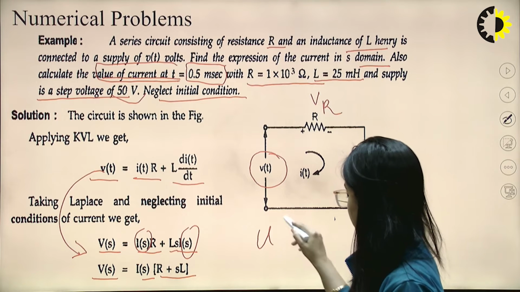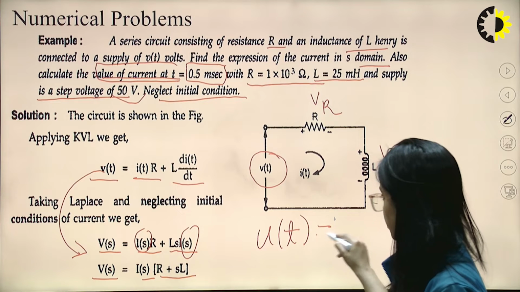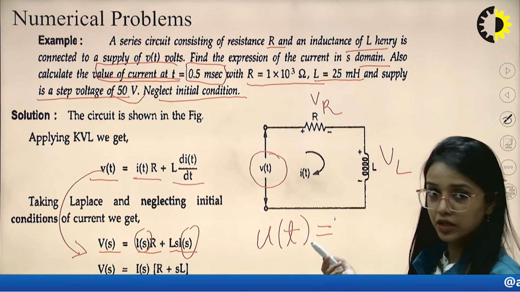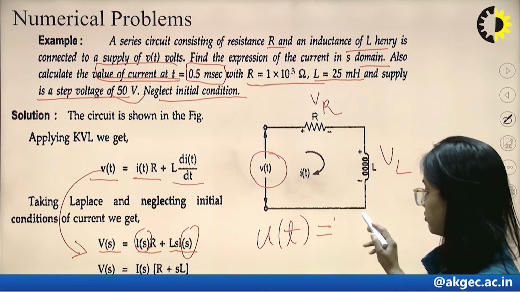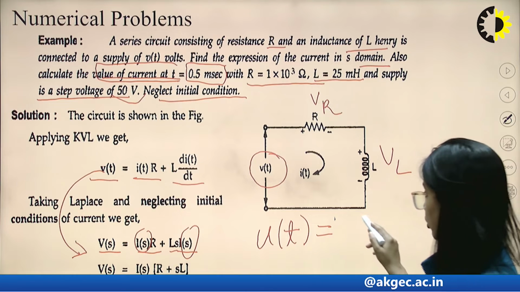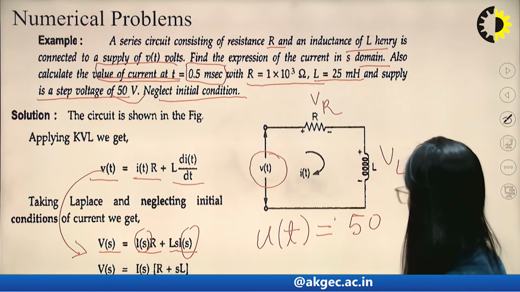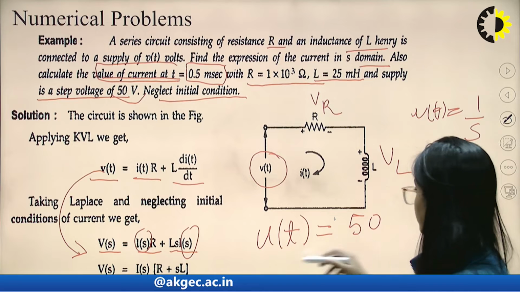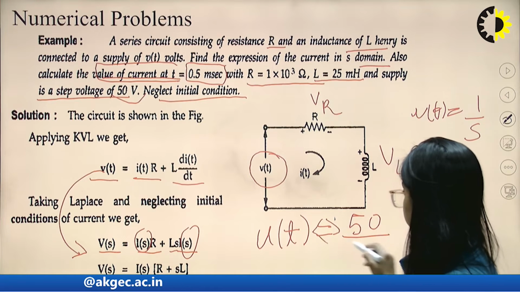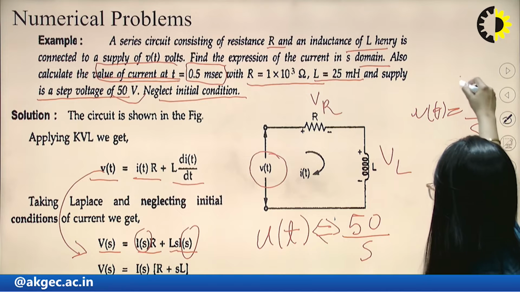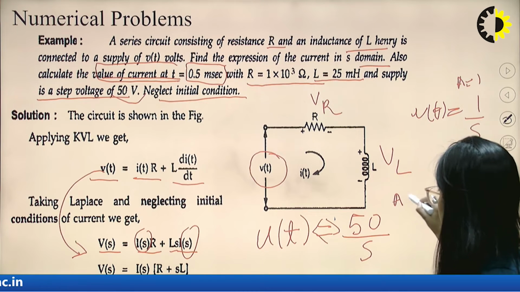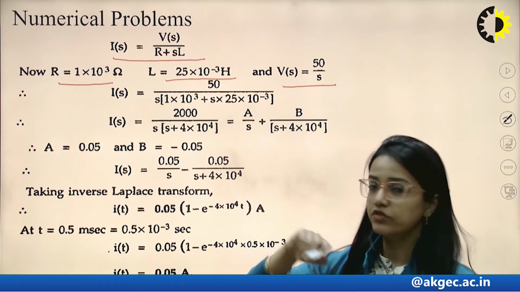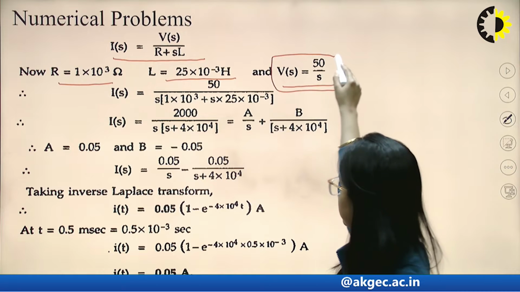For a unit step signal, the value of A is 1. Here we have not 1, the value of A is 50. For a unit step signal, generally we have U of s equal to 1 by S. So here we will have it as 50 by S, because for the unit step A is 1 and here A is 50. So it is a step voltage. Now Vs equals 50 by S.